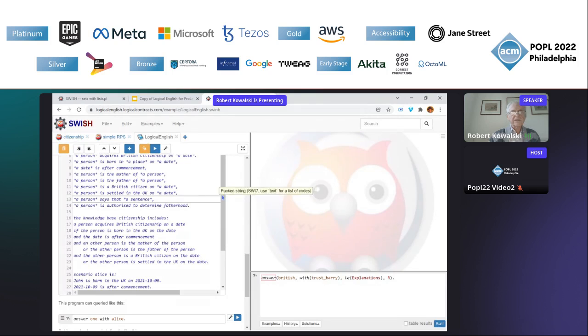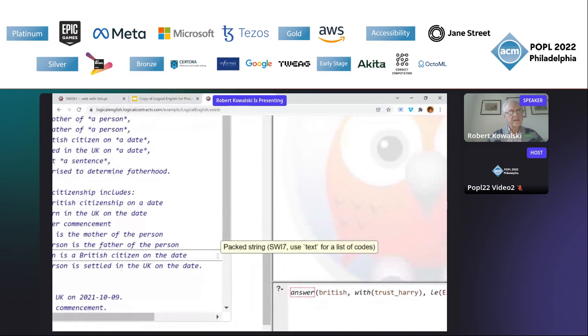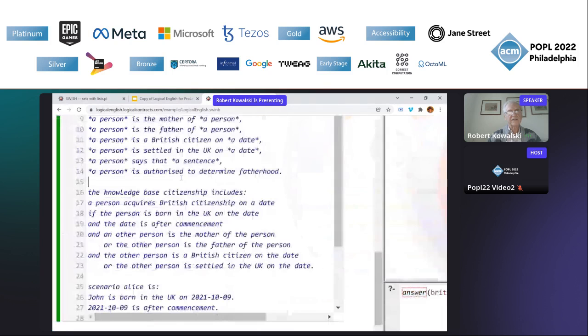Here we have some templates like the one I showed you before. A person acquires British citizenship on a date. And then we have the rule. Can you see this? Let's move it over if I can. There you go.